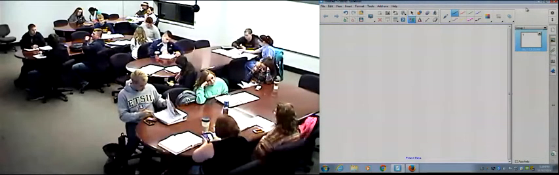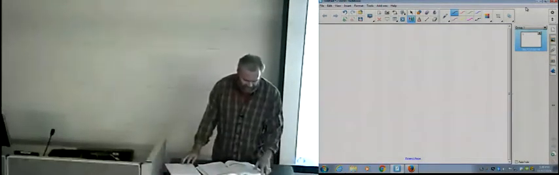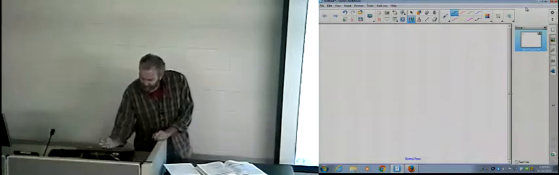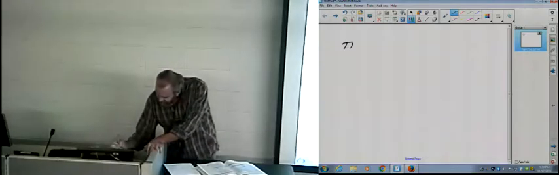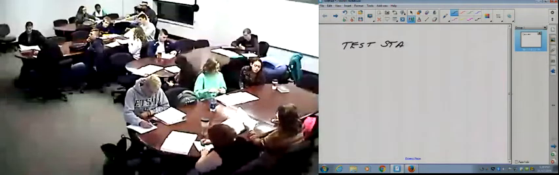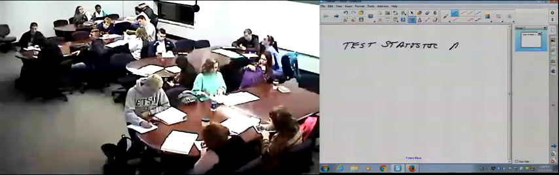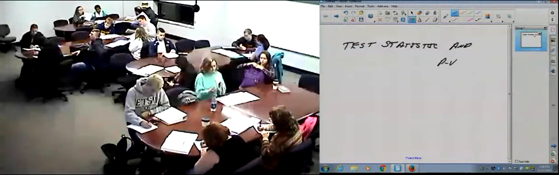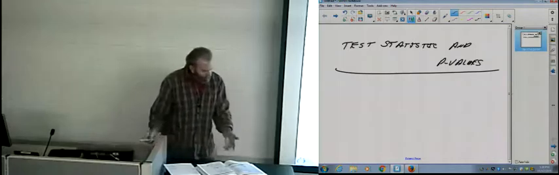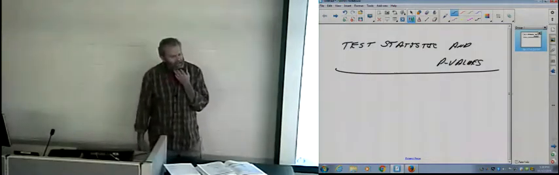So where we left off last Thursday, I was in your book, on page 396, and we were looking at p-values and test statistics. The test statistic and p-values, they go together. There's a little box there on page 396 that says test statistic and p-values.